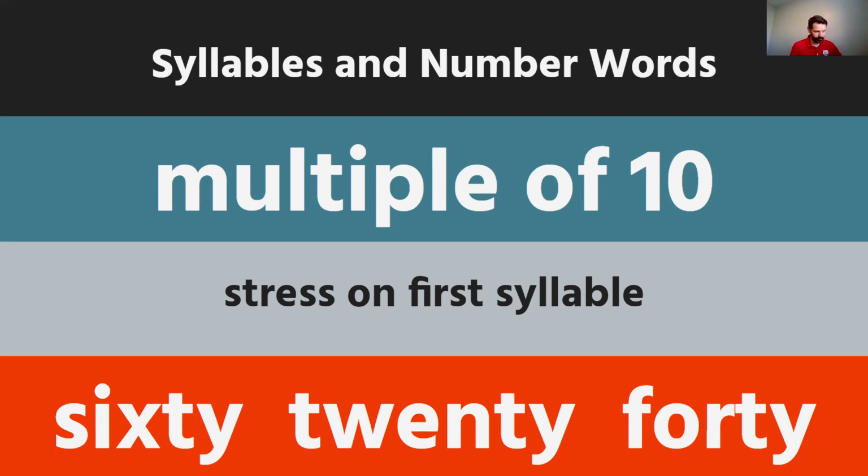Sixty. Also in American English, that T sound can often sound more like what we call a flap, which is a very quick D sound. Forty, not forty, but forty. Not twenty, but twenty. Twenty.